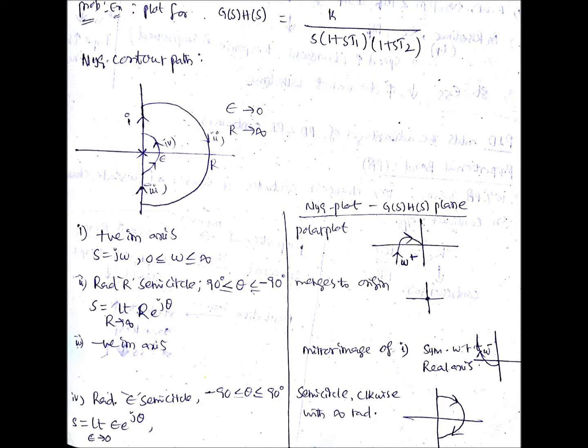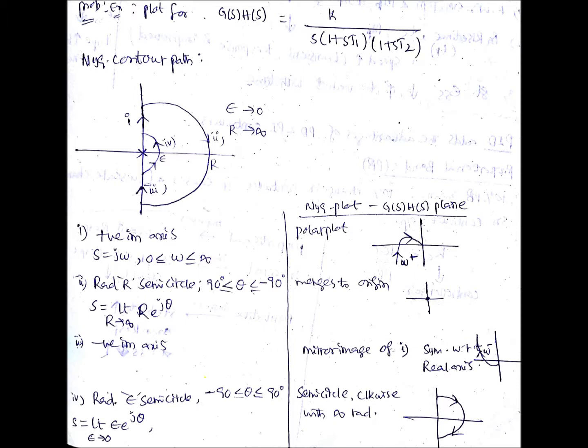So all these parts 1, 2, 3, 4 are in the Nyquist contour path. Our aim is to convert that Nyquist contour path to the Nyquist plot in the G(s)H(s) plane. How are you going to do that? For each part you are going to look at it.